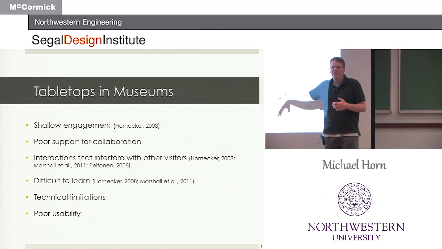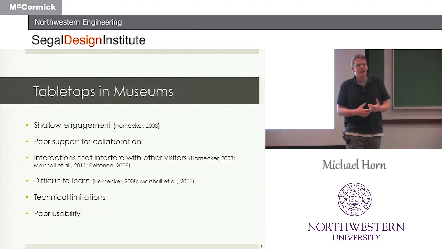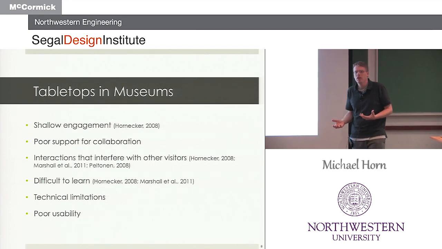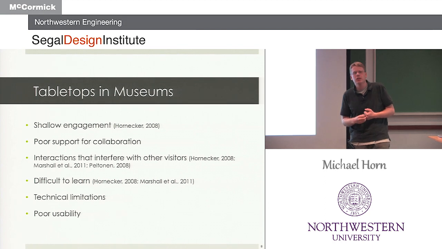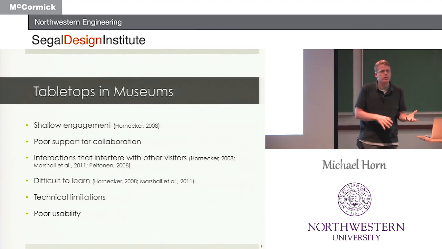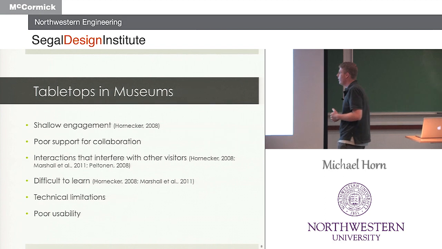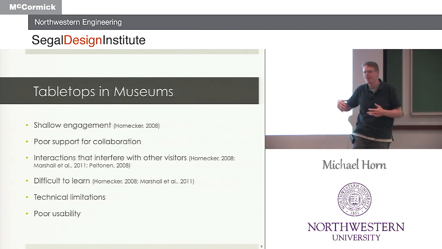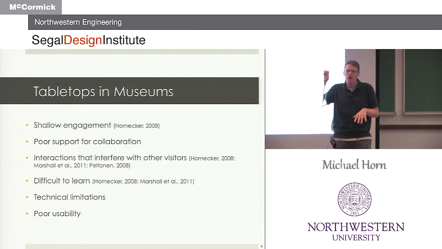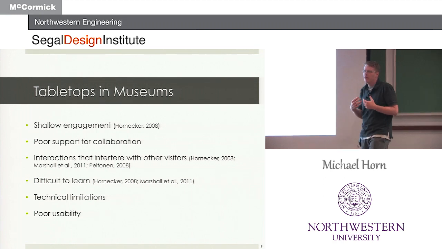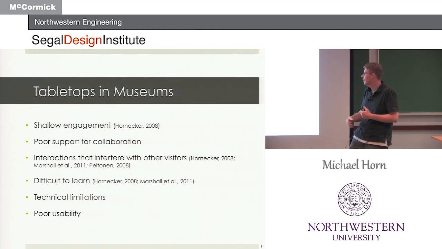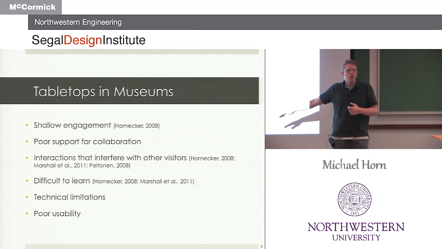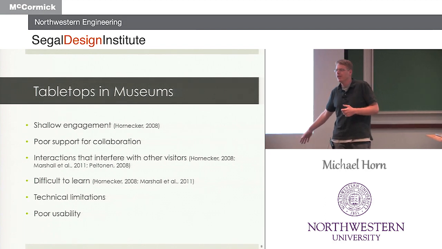Despite the fact that we live in the iPod, iPad age, people still have difficulty learning and understanding how to use tabletop technology and multi-touch technology. And that's especially true for certain demographics of our visitor population. There are technical limitations, and they are kind of going away. These involve how we project images and how the sensing technology works. These are going away as the technology gets better. And then just good old-fashioned bad usability.